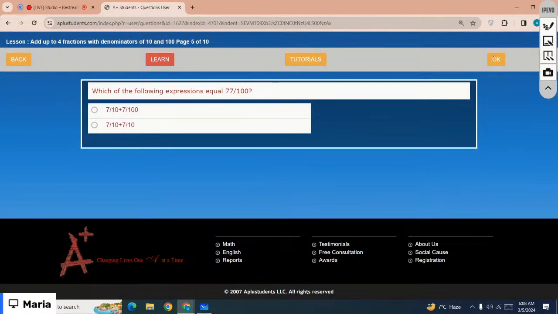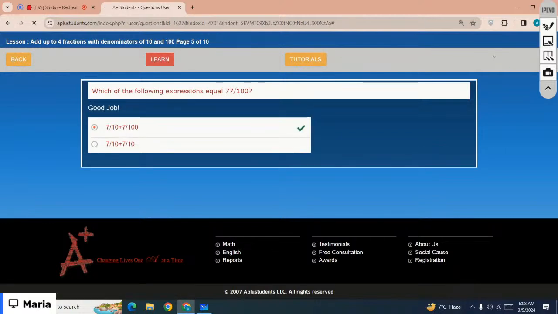Which of the following expressions equals 77 over 100? Which is the correct option, 1 or 2? Please write the answer. Yes, that is option number 1. 7 over 10 plus 7 over 100 is the correct option. Option number 1 is the correct option.